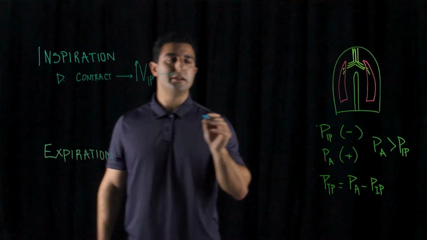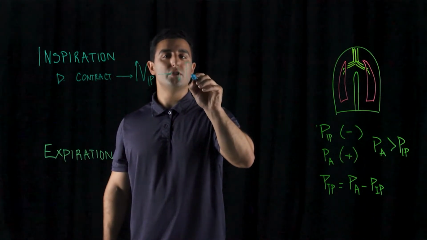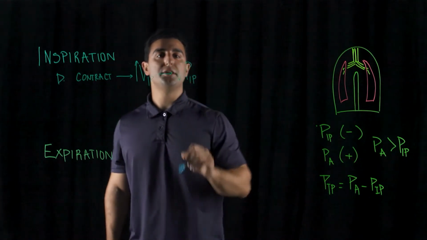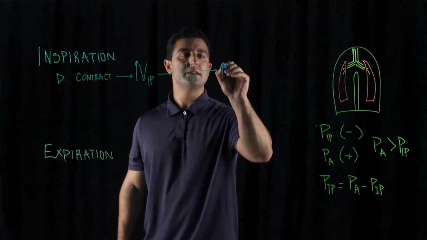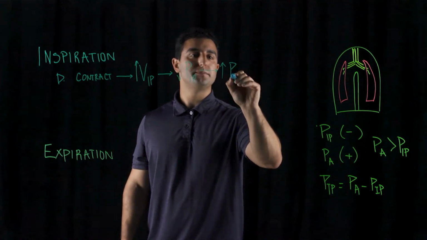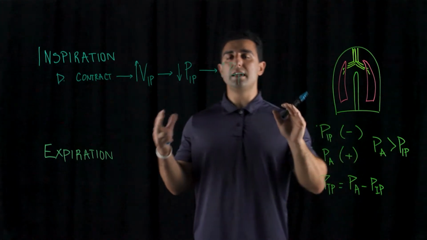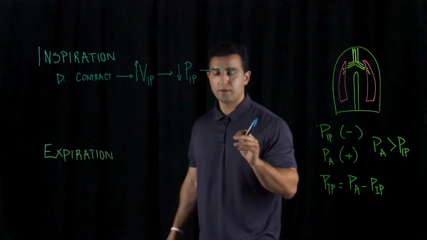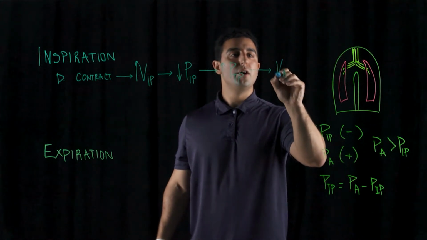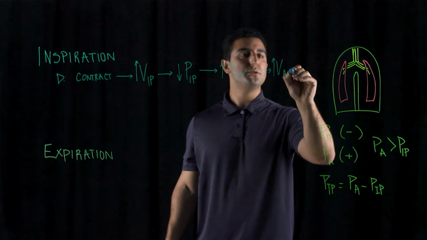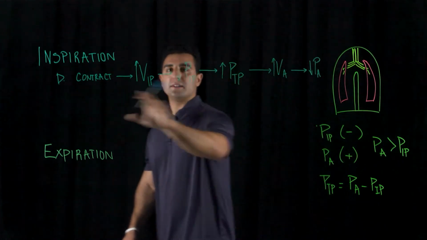According to Boyle's law, which correlates volume and pressure, when volume goes up, pressure must go down. So the intrapleural pressure actually decreases. This decrease in pressure, according to this equation, leads to an increase in transpulmonary pressure. Transpulmonary pressure then eventually leads to increased volume in the alveoli. You have an increase in alveolar volume, which then leads to decreased pressure in the alveoli, again according to Boyle's law. This process is a very passive process.